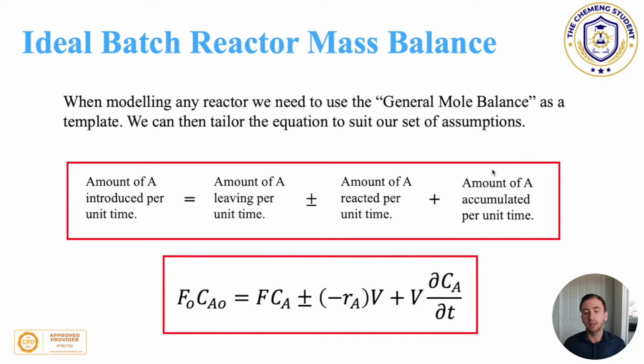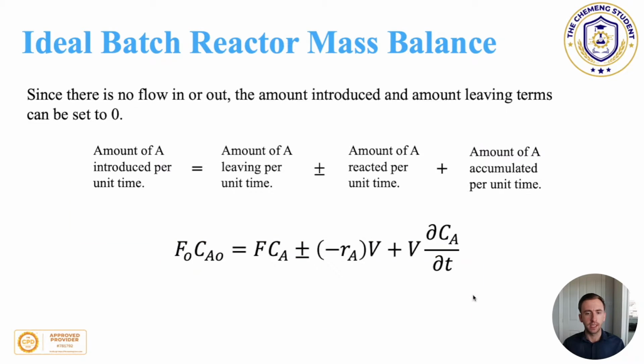If we wanted to express this in mathematical nomenclature, we could express it like this, where we have F naught Ca naught. The naught indicates the inlet and the F is the flow rate. Ca naught is the initial concentration, Ca is the final concentration. We have the reaction rate multiplied by the volume of the vessel, and then the volume of the vessel multiplied by a partial differential between the concentration and time, and we'll deal with that in just a second.